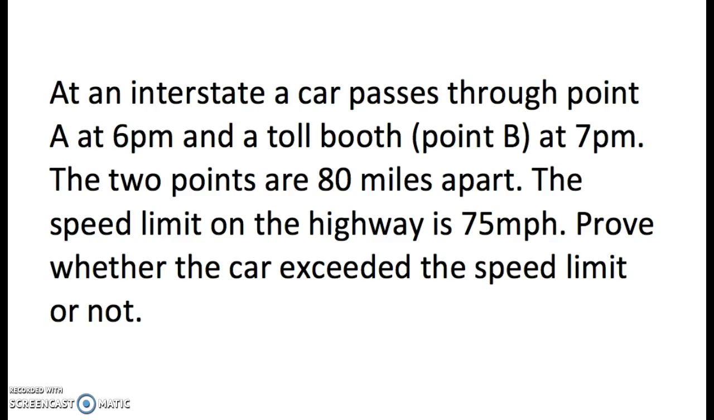In real life, you can use the mean value theorem to explain why an officer should give a person a ticket or not. So, for example, on an interstate, a car passes through point A at 6 p.m. and a toll booth, point B, at 7 p.m. The two points are 80 miles apart. The speed limit on the highway is 75 miles per hour. Prove whether the car exceeds the speed limit or not.